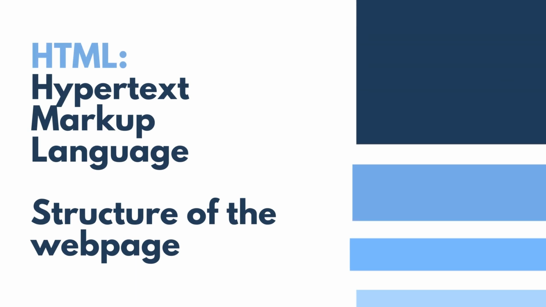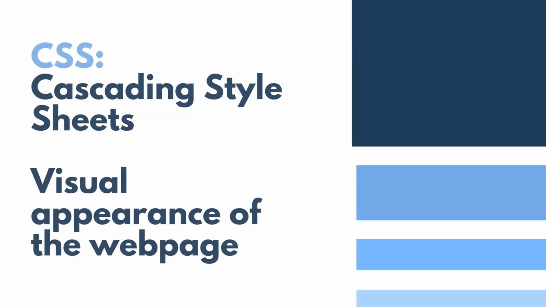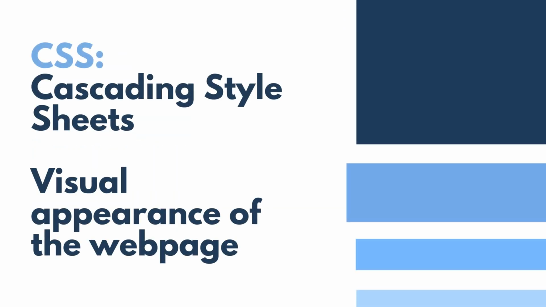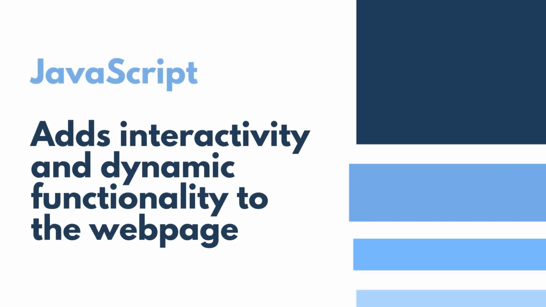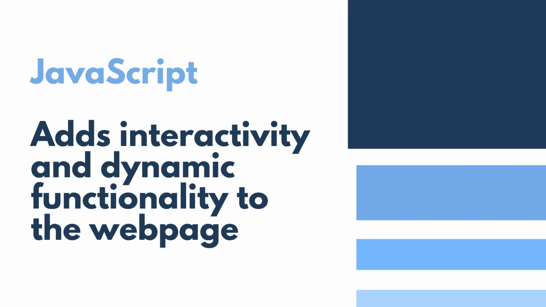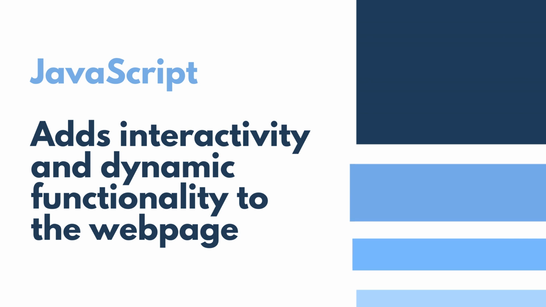HTML, Hypertext Markup Language, defines the structure of a web page. CSS, Cascading Style Sheets, determines its visual appearance. And JavaScript adds interactivity and dynamic functionality. Understanding how these files are delivered helps you optimize their loading time and improve the overall performance of your website.